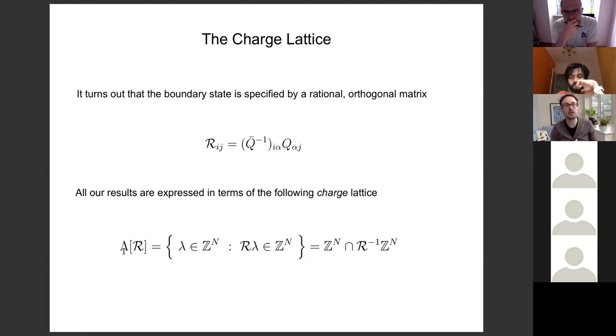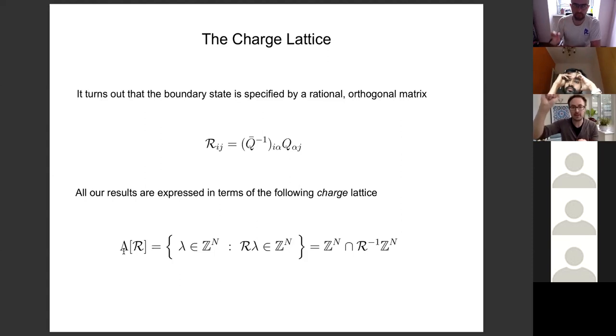Okay. Get some intuition for what lambda is. If the left moving fermions and the right moving fermions have the same charges, R is the unit matrix and lambda is just Z^n. What happens is, as the charges for the left movers and the right movers start to differ more and more, R is typically a matrix that has a big number in the denominator of the entries. That means that it rotates you just a little bit. The fact it rotates you just a little bit means that to find some lattice vectors which get rotated into other lattice vectors, you have to go quite a long way out.